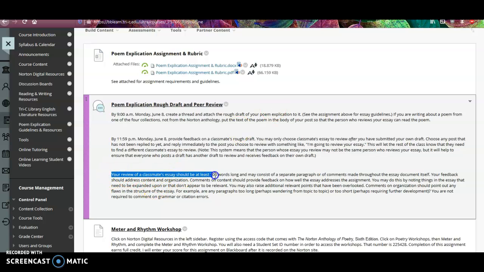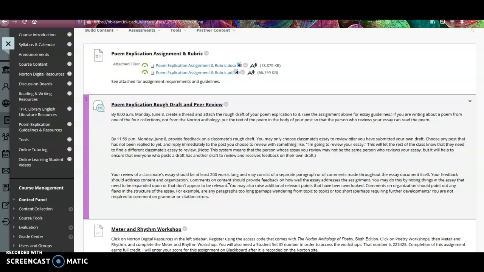So your review of your classmate's draft should be at least 200 words long. If you just want to write up a separate paragraph of comments, you can do that, discussing what you think the strengths and weaknesses are. Focus on the content and the organization, how well it addresses the assignment, what you think is maybe off topic, or things you think should be included, or things that you think worked well.